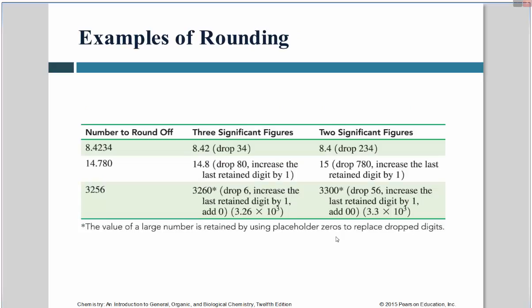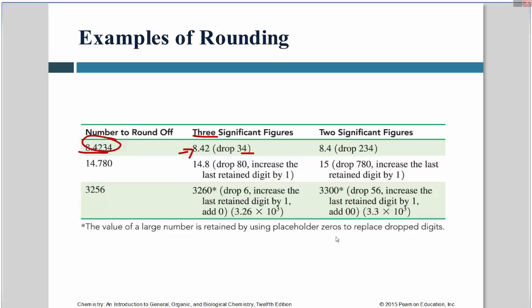So when we're looking at this, if we have this number 8.4234, and let's say we want 3 significant figures there, that's when you have to start rounding. So you take the first 3 numbers that are written there, 8.42, those are going to be your base. Then you look at the next number, it's a 3, so that means you're going to drop off that 3 and 4.